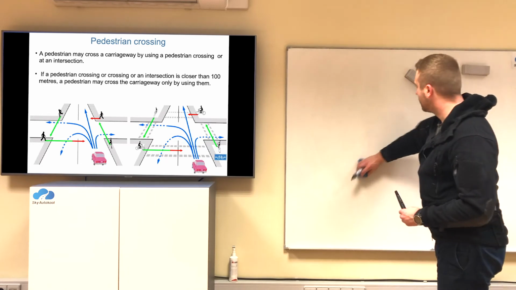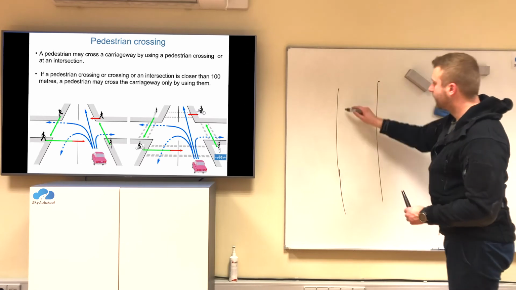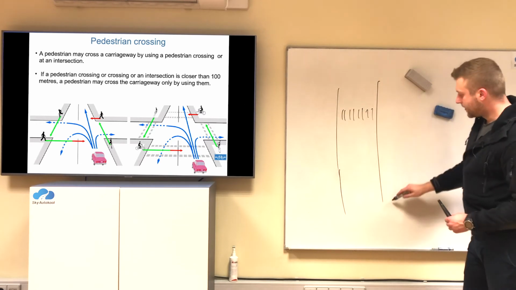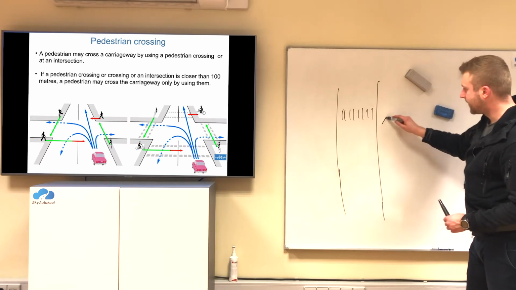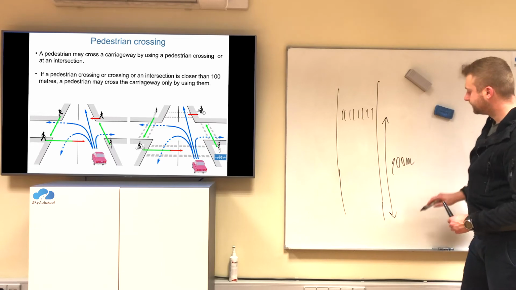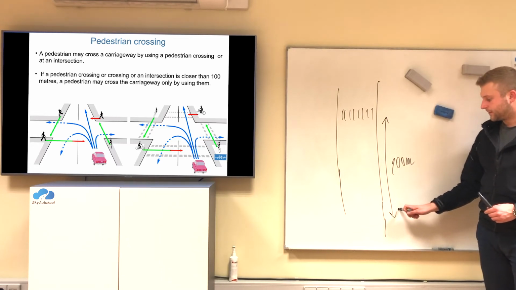No, let me show you. Zebra, yeah, pedestrian crosswalk here, and let's make these arrows like we have 100 meters. And for example, I'm somewhere here. Yeah.